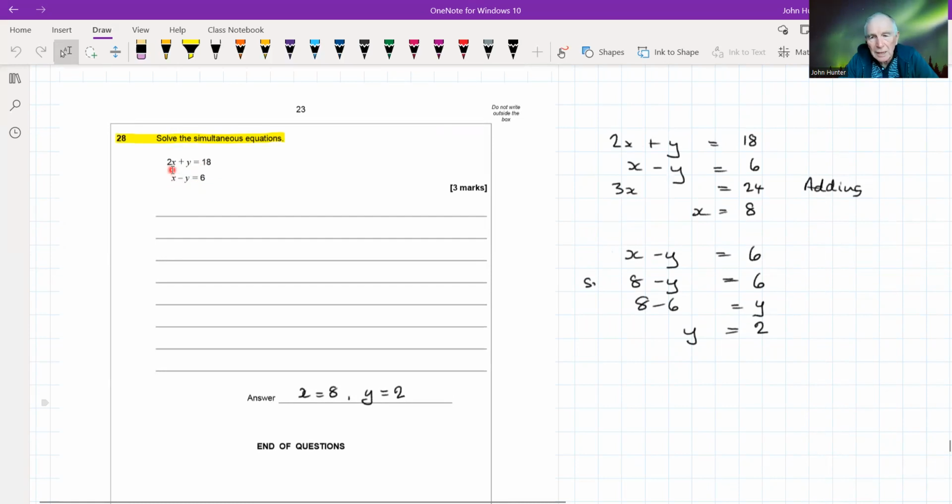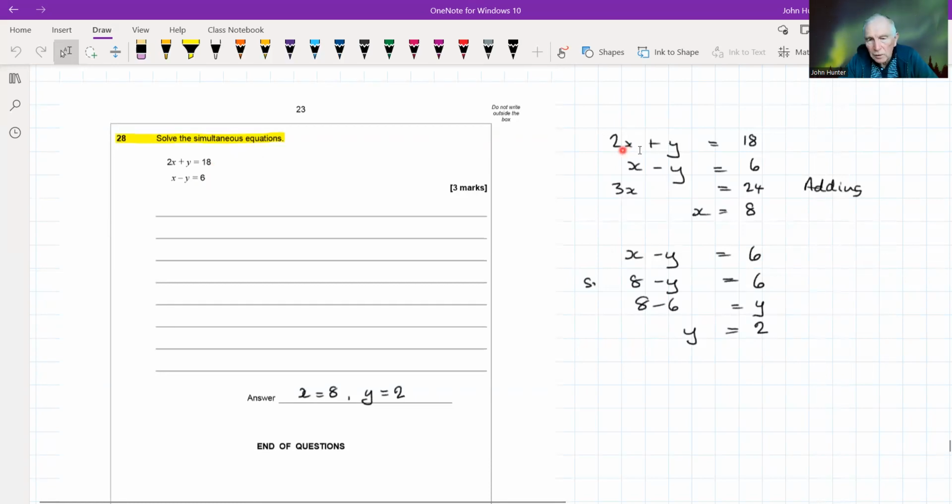Okay, so simultaneous equations. Now, each of these equations has got 2 unknowns, so we couldn't solve that on its own, and we couldn't solve that on its own. But what we're actually looking for are the values of x and y, which satisfy both of these equations. And that's what we mean by solving them simultaneously. Now, in this case, this is pretty straightforward.